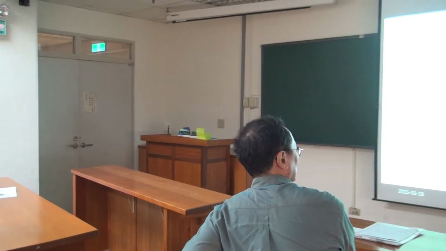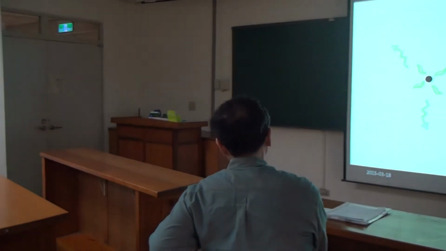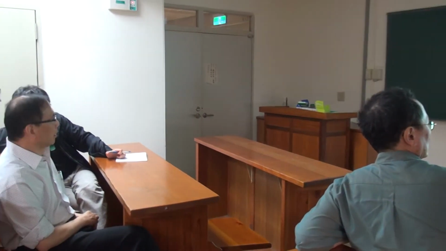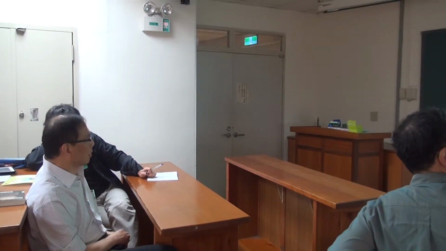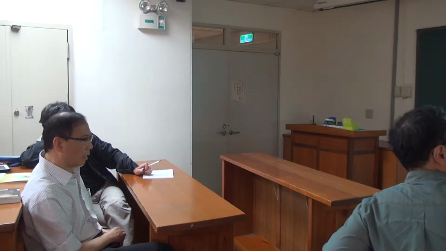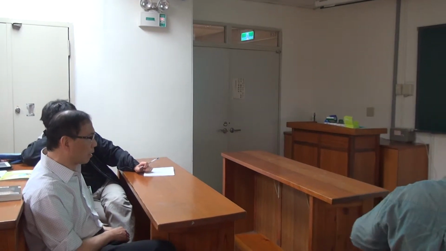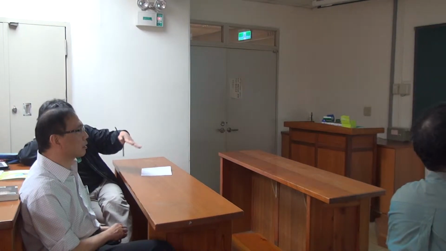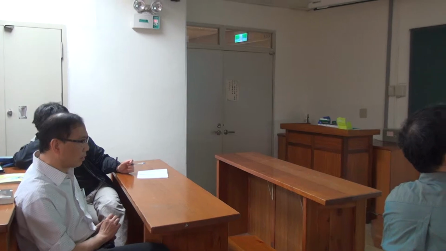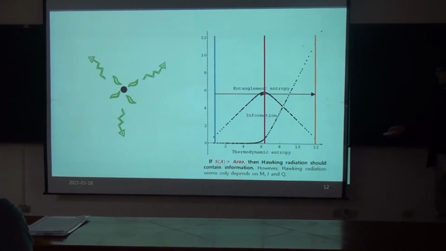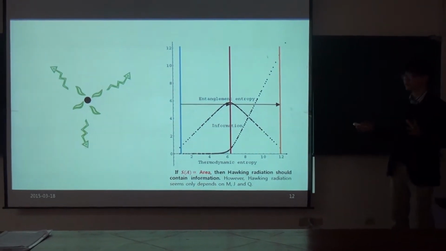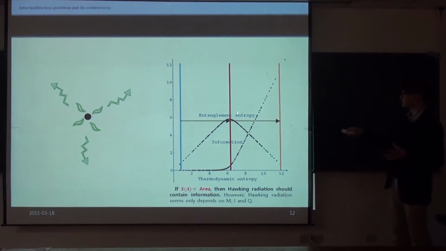Excuse me. Is the point on this page that the Hawking radiation or the entropy transfer is not equivalent to information? I'm sorry, from this halfway point, what is the main point on this slide? Yeah. The main point is that if it is unitary, and also if the entropy is proportional to the area, then Hawking radiation should contain information after the halfway point.